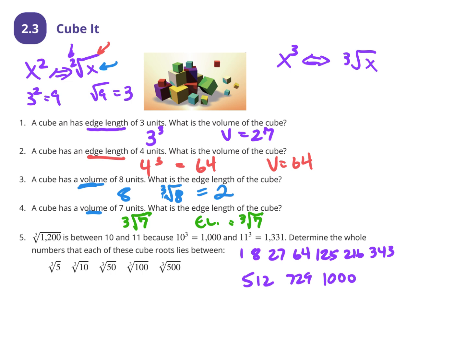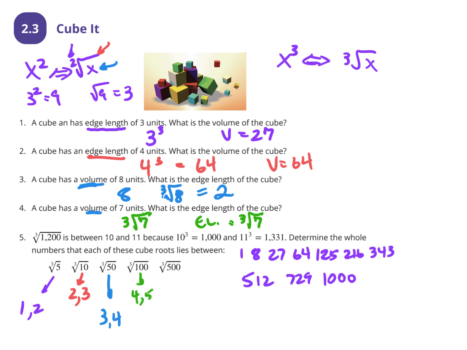So the cube root of 5 lies between 1 and 8, and the cube root of 8 is 2. So this number lies between 1 and 2. The cube root of 10. 10 is in between 8 and 27. So the cube root of 8 is 2. And the cube root of 27 is 3. So this lies between 2 and 3. 50 is in between 27 and 64. So that gives us 3 and 4. 100 is in between 64 and 125. So this one would be 4 and 5.